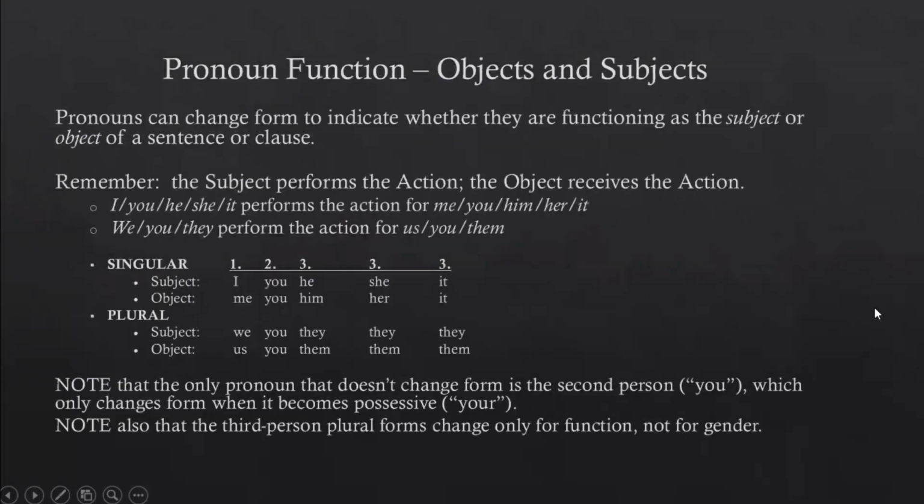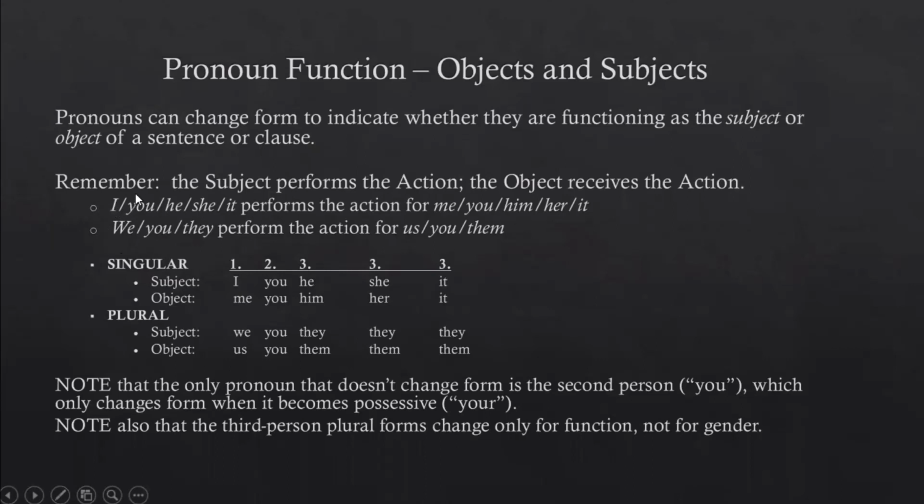All right, let's talk about pronoun function. Don't be put off by all of the information on this slide. It's just really there for you to refer to. Pronouns change their form depending on whether they are the subject or the object of a sentence or a clause. So here are some rules to remember. The subject performs the action. The object receives the action. So one way to think of it is that the subject does something for the object or to the object. And so here's how it falls together.